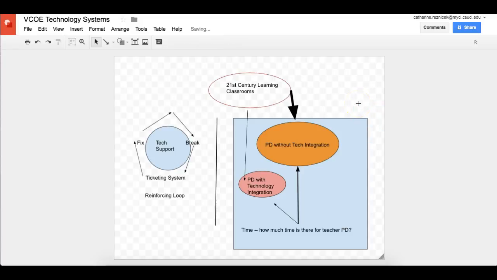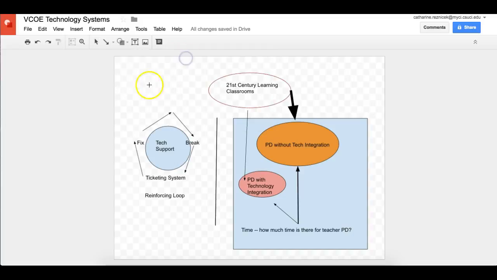And that's just what I observe within our system, that time gets allocated towards professional development for all these other kinds of processes, and we don't get time for this.